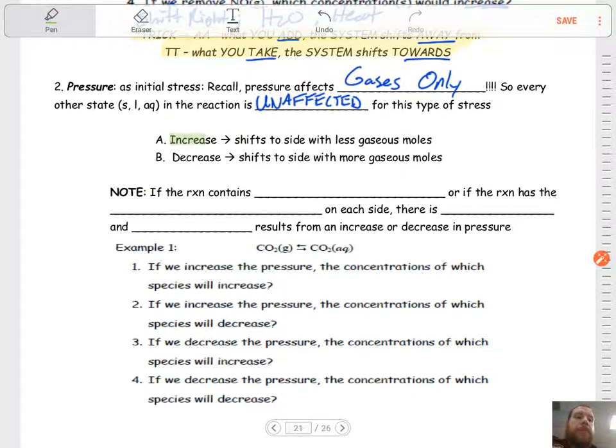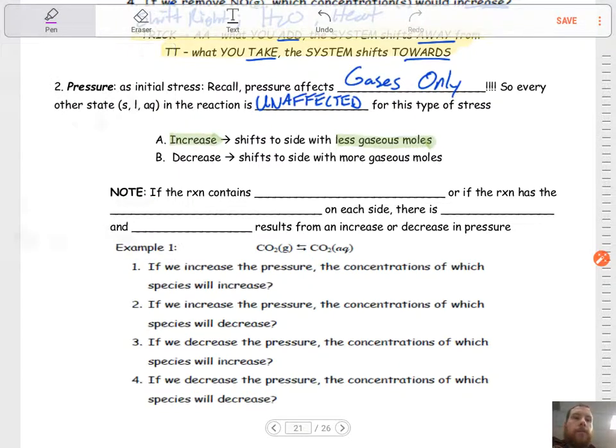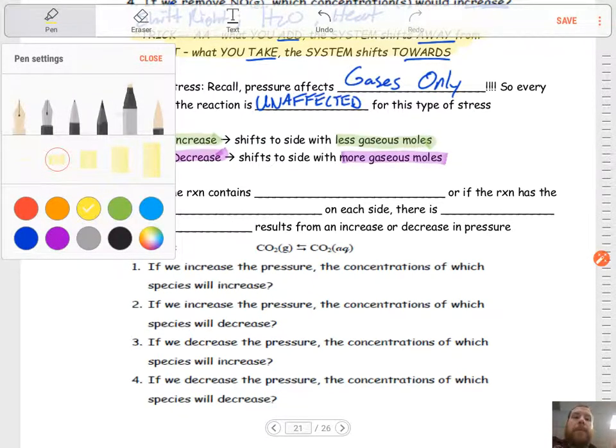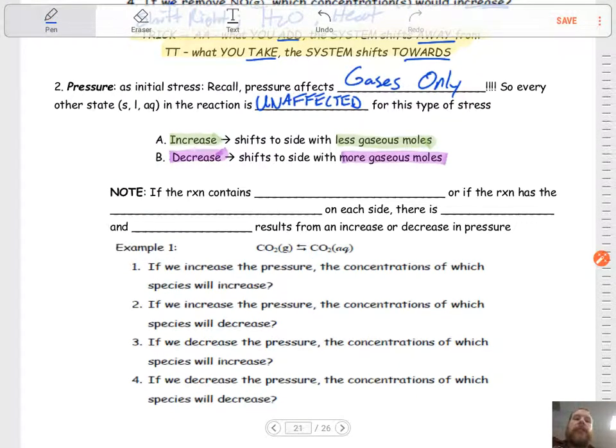Now, a little bit different than the last one, okay? If we increase pressure, we go to the side where there's less gaseous moles. So you've got to count up the coefficients. That's going to be the key here with pressure, all right? If you decrease pressure, you go to where there's more moles of gas, okay? So increase, you go to where there's less gases. Decrease, you go to where there's more. So it's kind of an inverse thing here, kind of, the way I remember it. So find a way that works for you, make sure you know it. But again, it's only for gases.